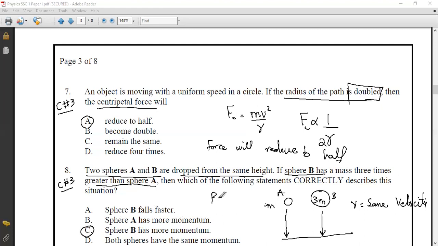And we know that momentum is equal to mass multiplied by velocity. The body with greater velocity will have greater momentum, and the body with greater mass will have greater momentum. So both bodies will have the same velocities at each instant, so greater mass will have the greater momentum.